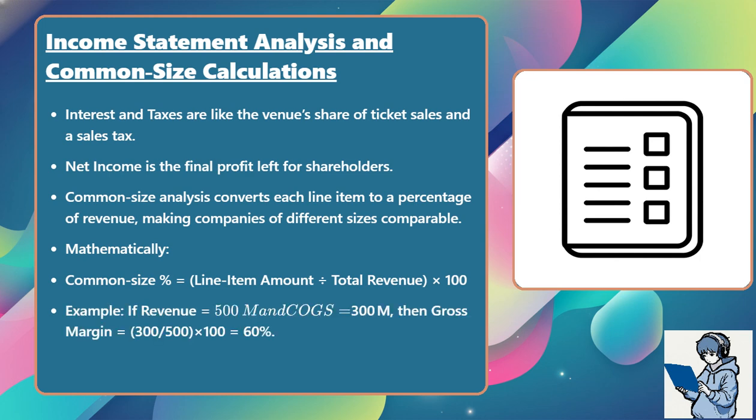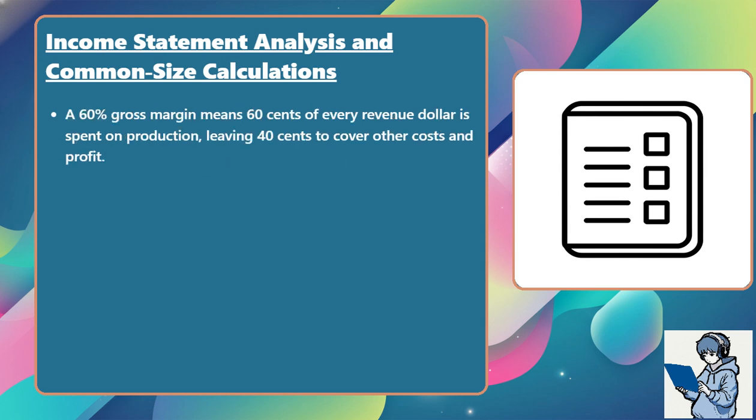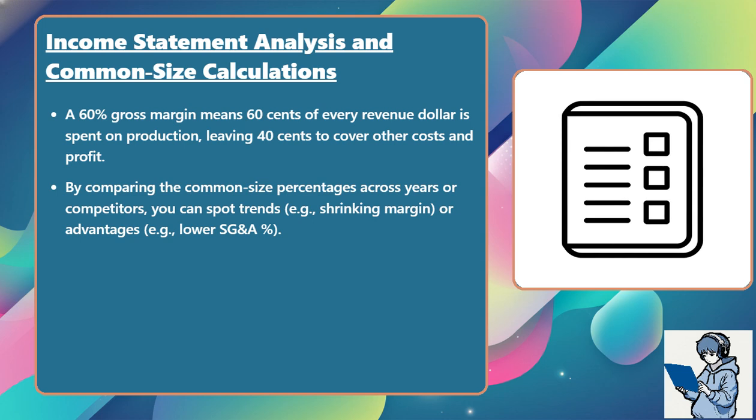Example: if revenue equals $500 million and COGS equals $300 million, then gross margin equals 300 divided by 500 times 100 equals 60%. A 60% gross margin means 60 cents of every revenue dollar is spent on production, leaving 40 cents to cover other costs and profit. By comparing the common size percentages across years or competitors, you can spot trends, for example shrinking margin, or advantages, for example lower SG&A percent.